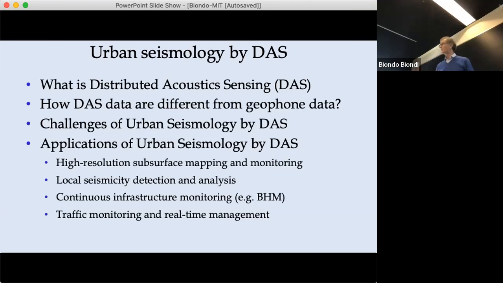So what is DAS? I will explain pretty simply what it is, how different it is from conventional geophone data, and in what way. Then I will discuss some of the challenges of urban seismology by DAS. And then I will present four potential applications. One thing that is quite interesting is that we started with the idea of listening to earthquakes, and that is now a relatively small part of what we do, because the DAS data, particularly recorded in an urban environment, is so rich and has so many interesting components that we kept finding a new interesting application for the problem.